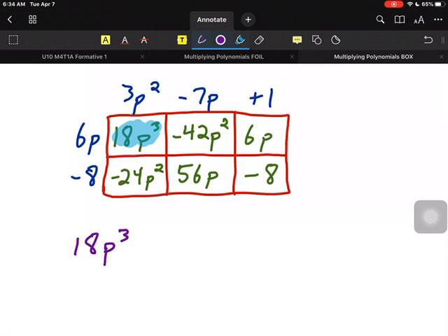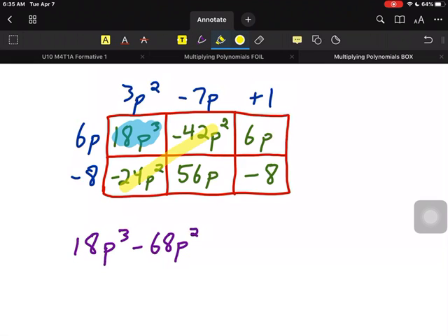Now, if I go diagonally here, those should match up, all right? So they're both p squared, so I'm going to multiply them together. I'm sorry, not going to multiply, I'm going to add them together. When you combine like terms, you just add together. So negative 24 minus 42 is negative 66, and then since they're both p squareds, it stays p squared.